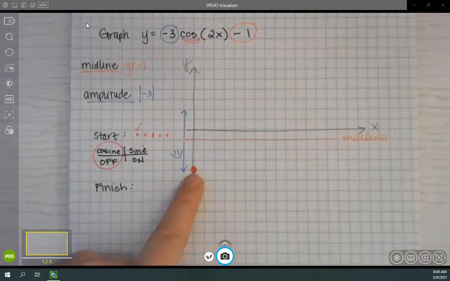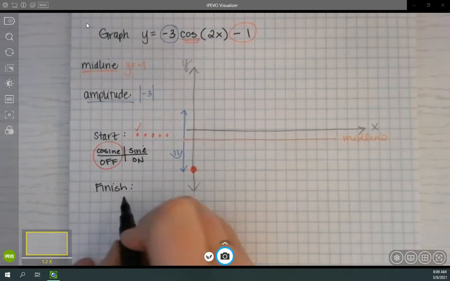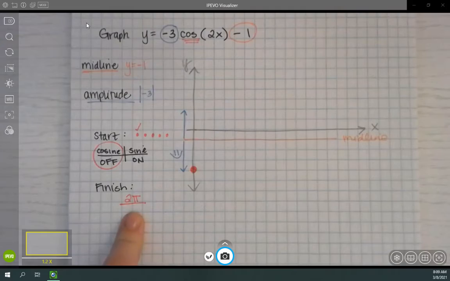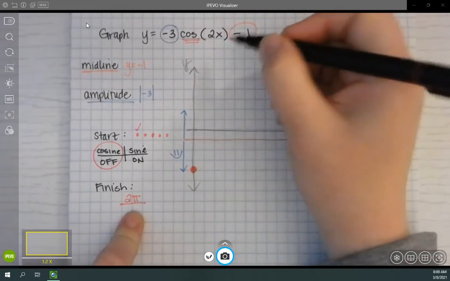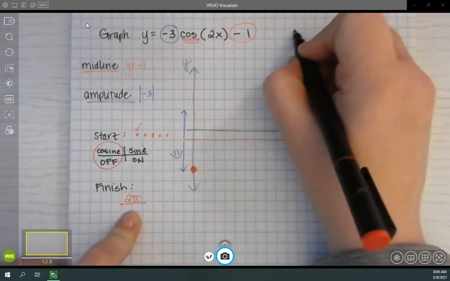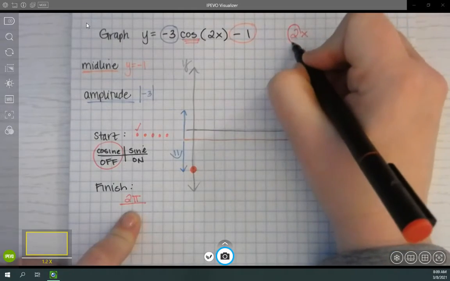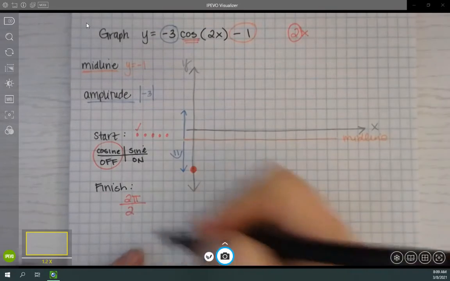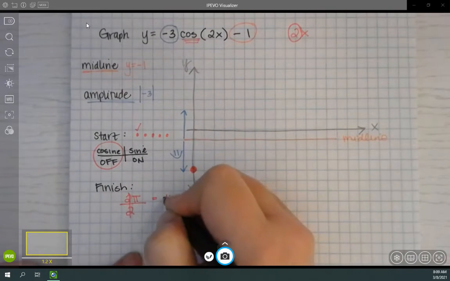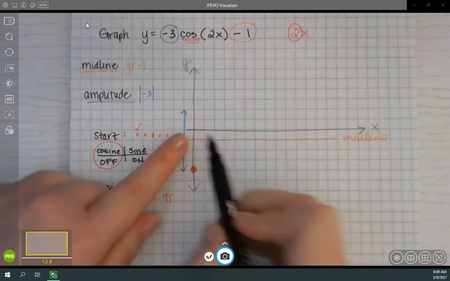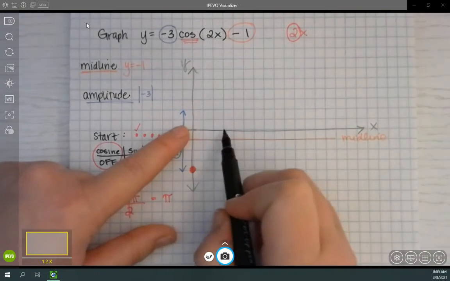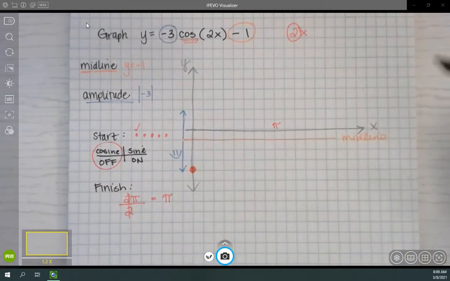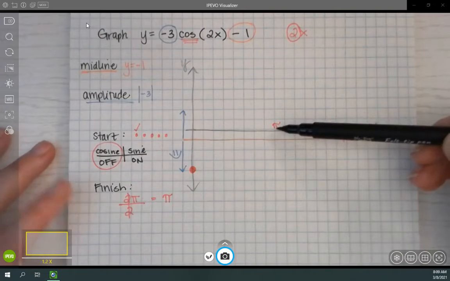Now, for my finish location, we always take 2 pi and divide it by whatever number is touching the x. So I'm going to come up here, and I have a 2 times x. The number touching the x is a 2. So I'm going to divide by 2. 2 over 2 is just 1, which means my ending will be at pi. So I'm just going to give myself some room here: 1, 2, 3, 4, 5, 6, 7, 8. I'm going to put the pi right there. So my curve ends at pi.